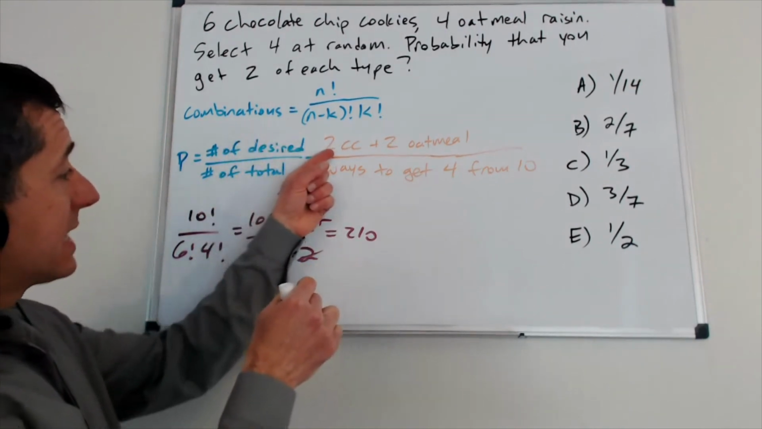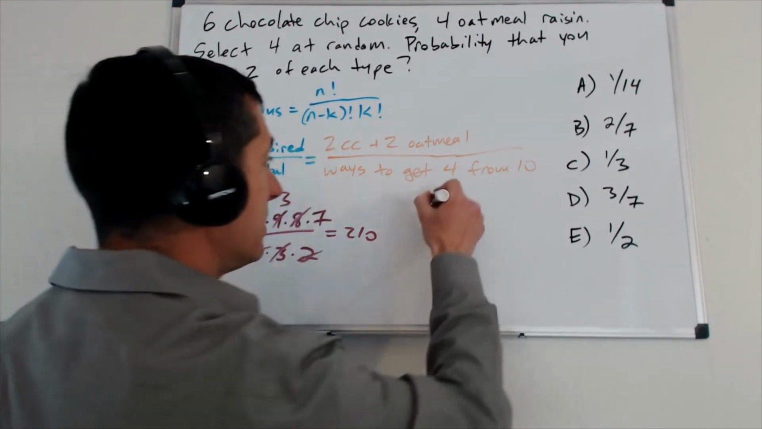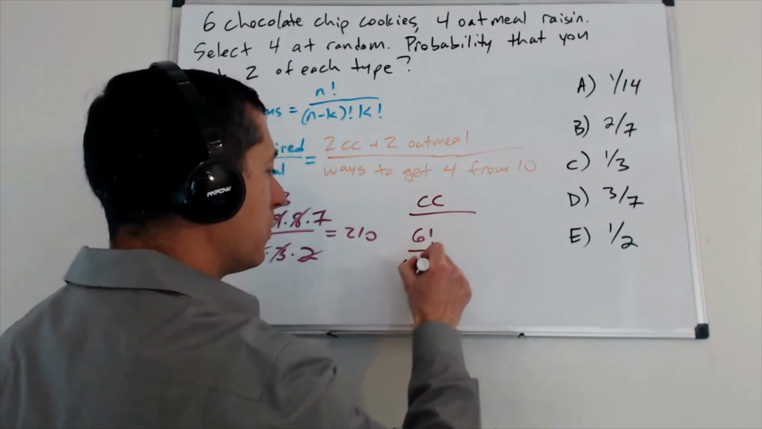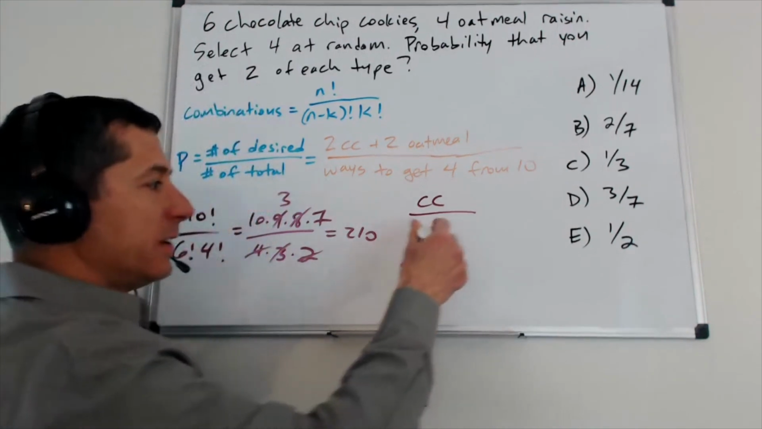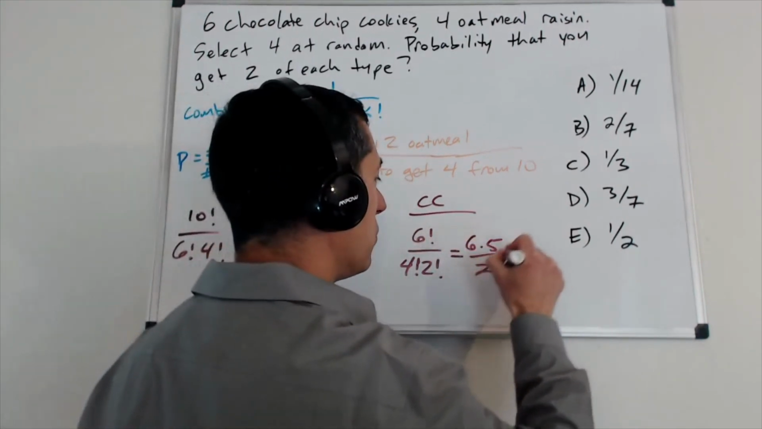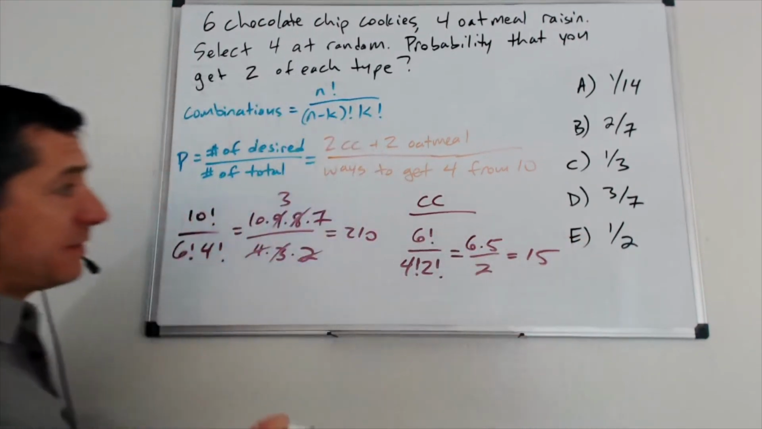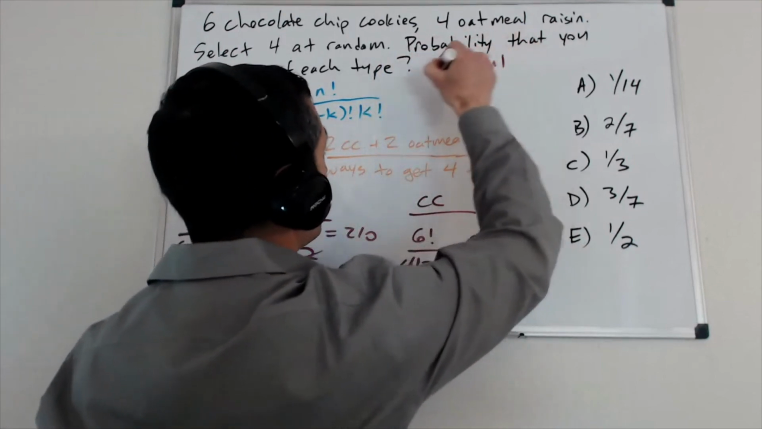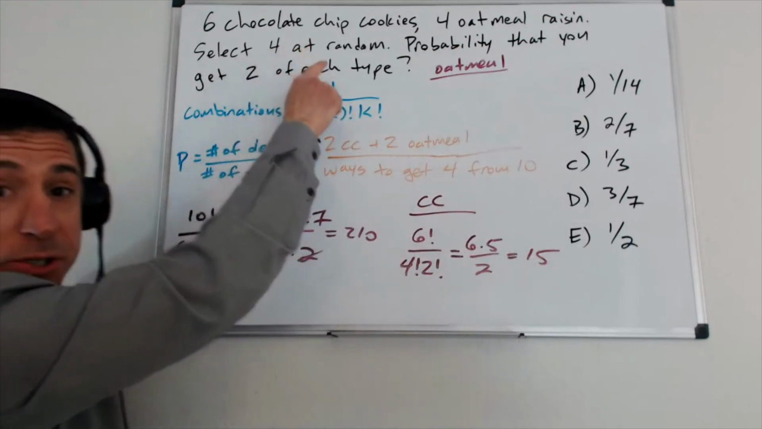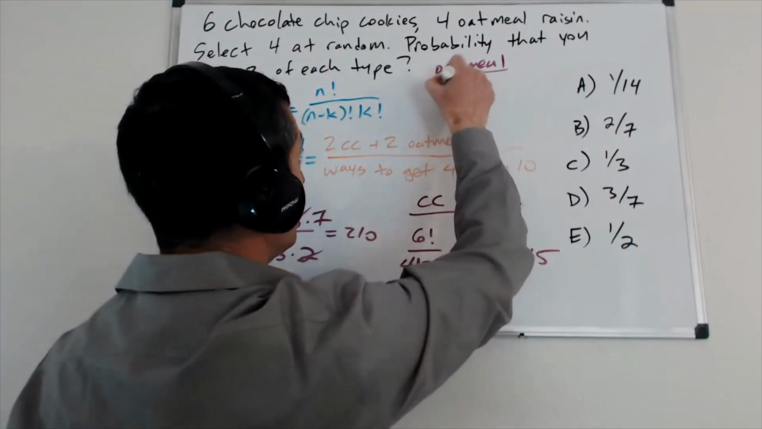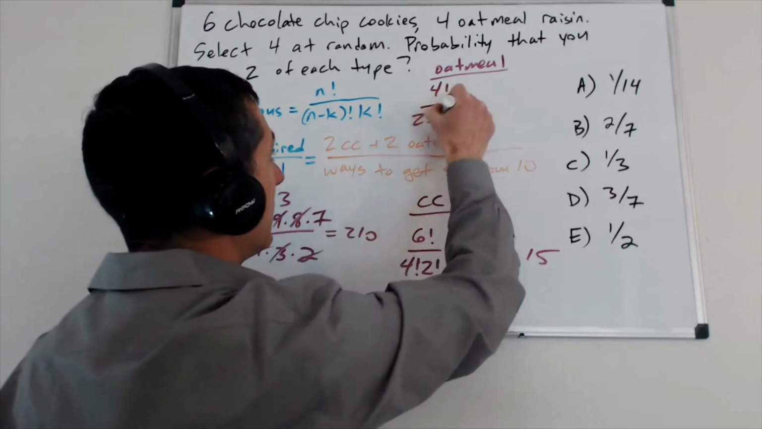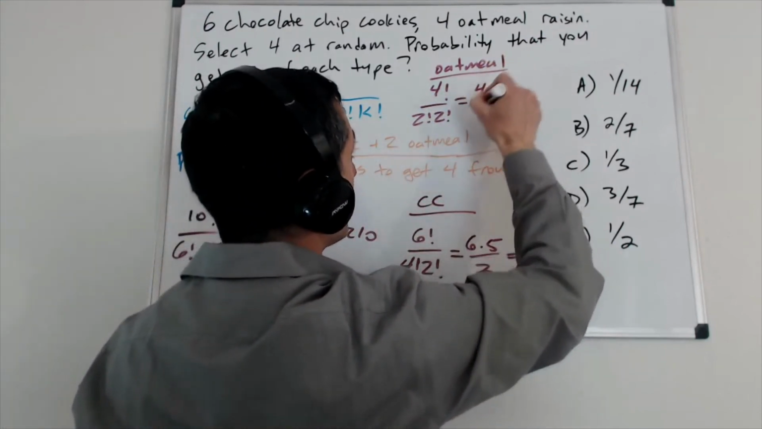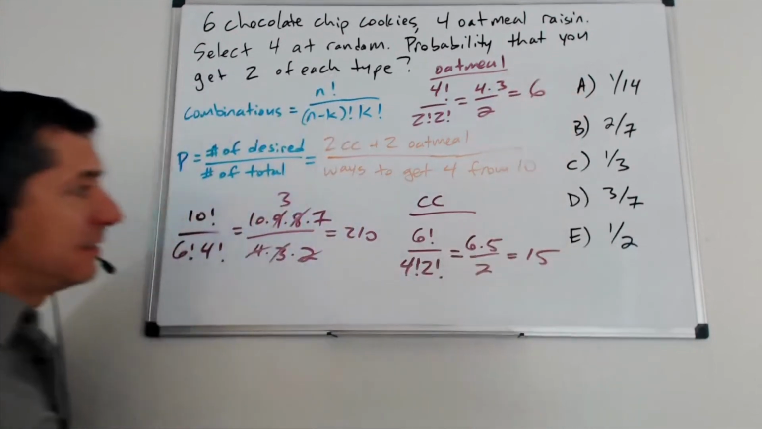How many ways can I get 2 chocolate chip cookies? That's just going to be 6 factorial over 4 factorial, 2 factorial. So 6 times 5 over 2, that's 15. And I'm running out of space. My oatmeal raisin cookies, I've got 4 to choose from. I'm going to choose exactly 2. Punch in the formula once again. 4 factorial over 2 factorial, 2 factorial. That should give me 4 times 3 over 2, or 6.